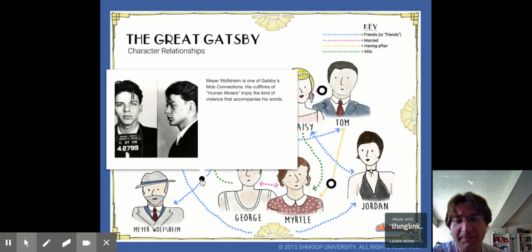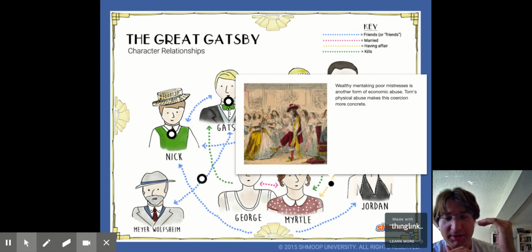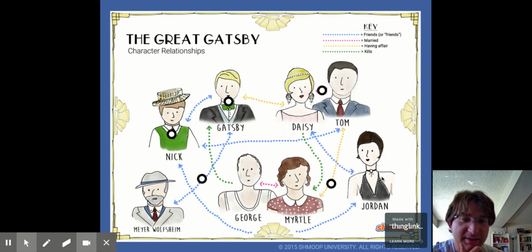This Wolfsheim one, his cufflinks are human molars, and that connects to the kind of violence that accompanies his words. And Myrtle is Tom's poor mistress, and that's another form of economic abuse. She's motivated to get rich because her husband George isn't, but also that means she's willing to be abused in order to have that goal. So this is an example of what would get an A on a character map.